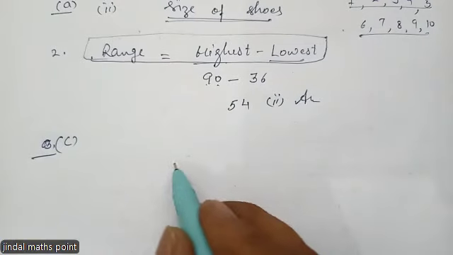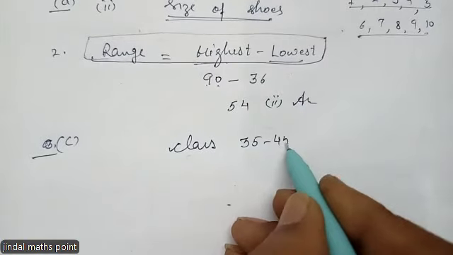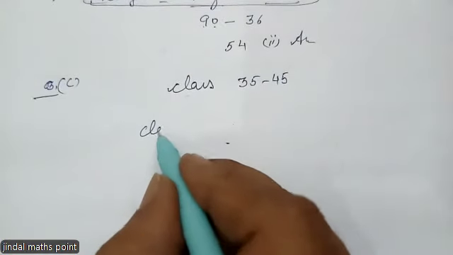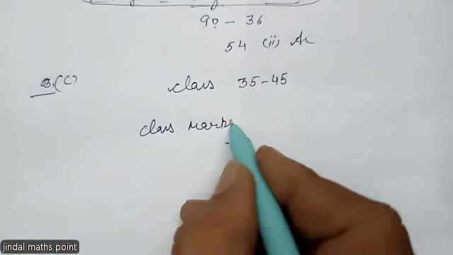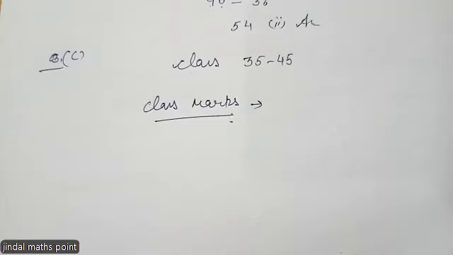Third, that is C part. The class is given as 35 to 45 and we have to find the class marks. What is the formula for class marks? I will tell you, I will explain earlier. The class mark's other name is mid value. Okay. I will explain.